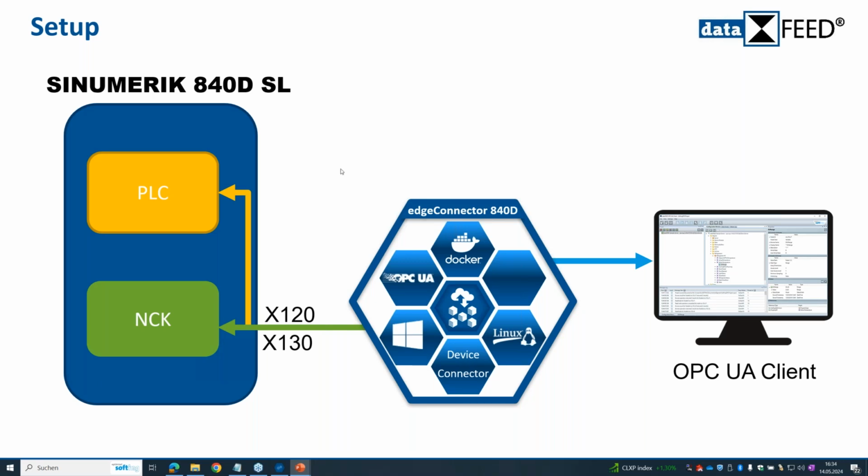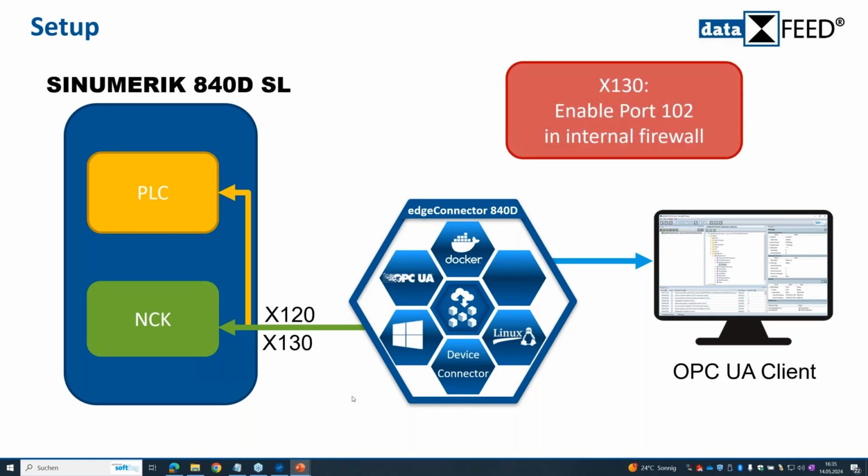Speaking about the setup, the edgeConnector 840D needs to make a connection to both, or you can select it actually, to PLC and CNC. So the SINUMERIK consists of these two parts, and in order to collect data out of it, you need to physically connect it to the interface called X120 or X130. I will show you a picture on the next slide which shows it in more detail. As said, you can use both X120 as well as X130 interface. If you use the X130, then please ensure that the firewall is enabled on the SINUMERIK.